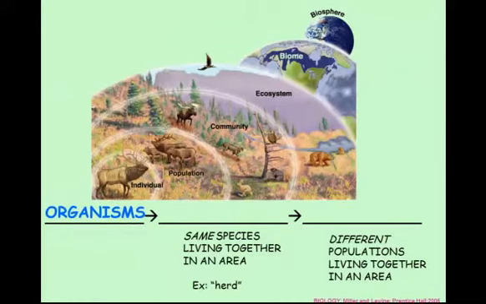So organisms, when you put them together, same kinds of organisms, same species, living together in an area, like a herd of buffalo or a flock of seagulls, make populations. Populations are the same kinds of animals living together in a place. And if you look out on the planet, you see populations don't just live by themselves, but they live as part of a group of organisms in a place.